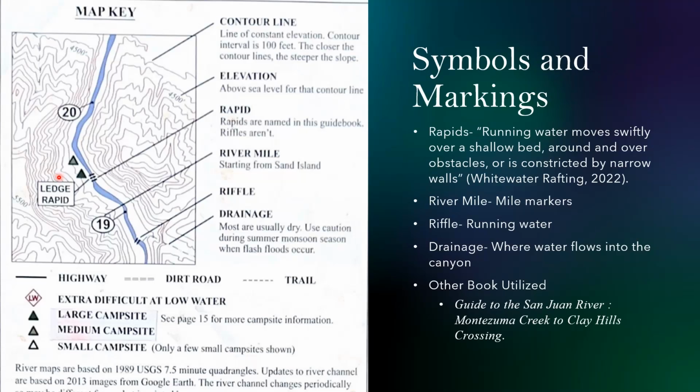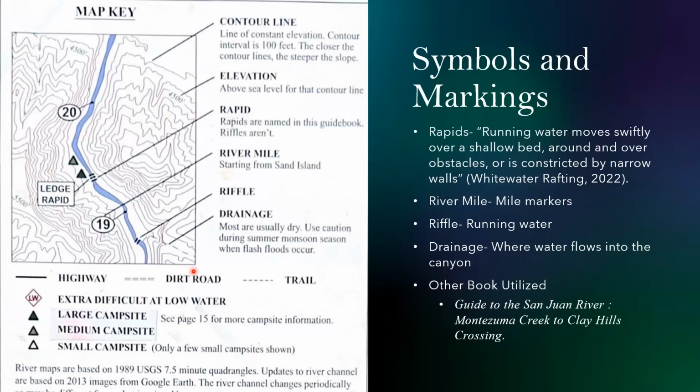Then we have river miles. Right here there's a couple. The river miles are mile markers and they are indicated by the mile number in a circle. Then we have riffles, which are 2 horizontal lines, and it's essentially a baby rapid. It's pretty much running water.